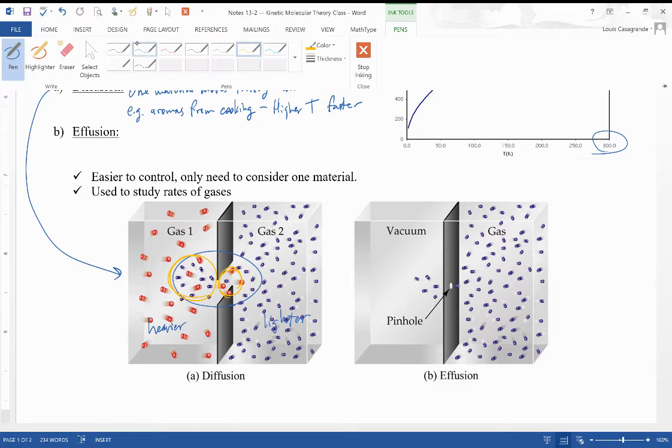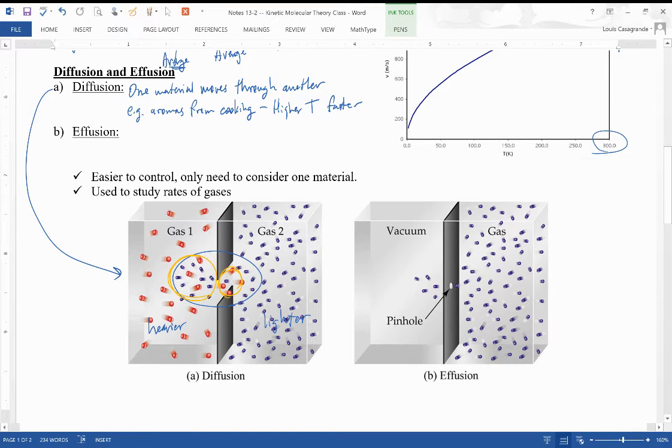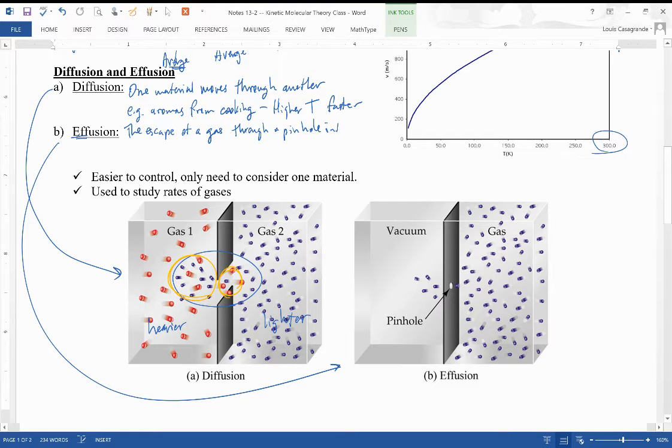Related to diffusion is something called effusion. So EFF, effusion. And effusion is on the right. Its definition is the escape of a gas through a pinhole into a vacuum.